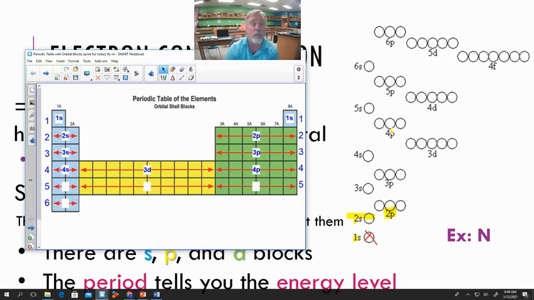Are we on the left in the blue area? We're in the S block. Are we in the middle? We're in the yellow area. We're in a D block. Or are we on the right, in the green area? Then we're in a P block.